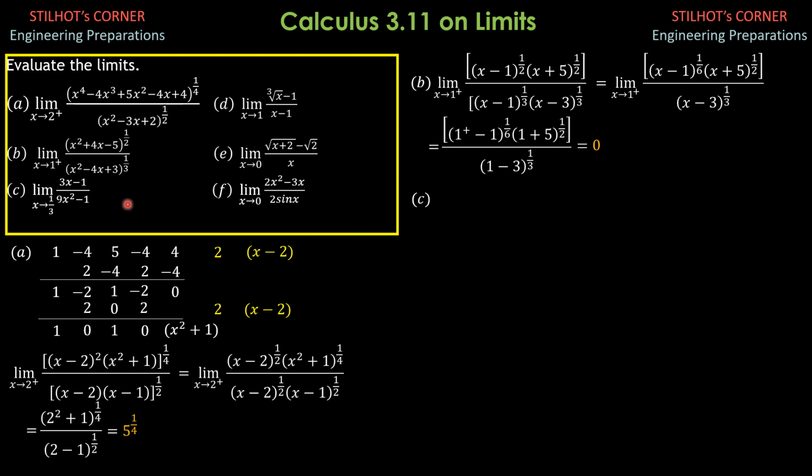C, we have limit as x approaches 1/3. The numerator approaches 0, 3 times 1/3 is 1, minus 1. The denominator, 9 times 1/3 squared is 1, minus 1. So both numerator and denominator approach 0. And definitely there is x minus 1/3 as a factor, or 3x minus 1. So the numerator is 3x minus 1. The denominator is factored into 3x minus 1 times 3x plus 1.